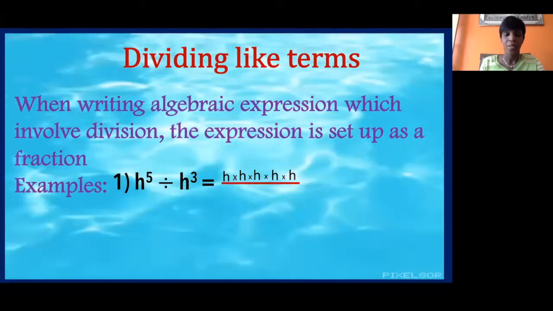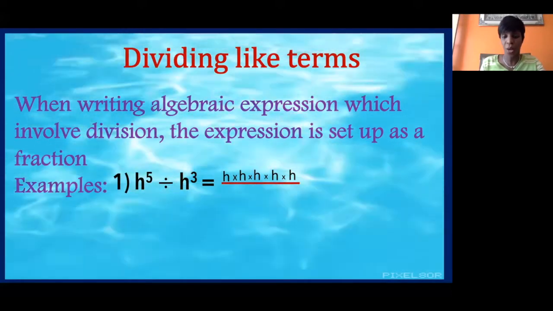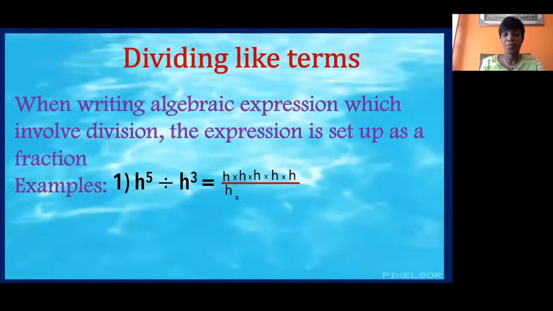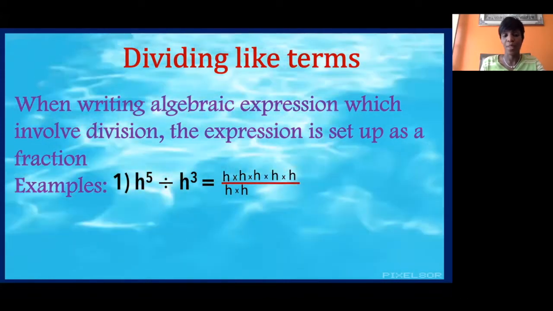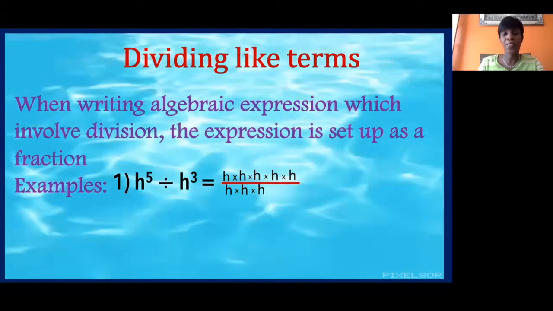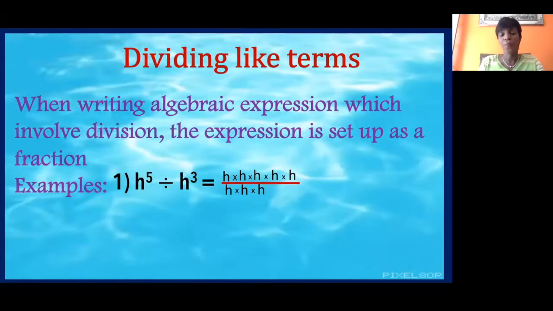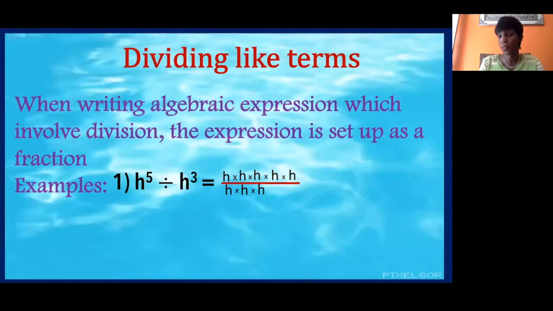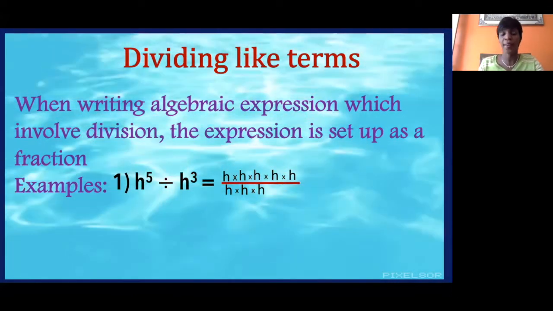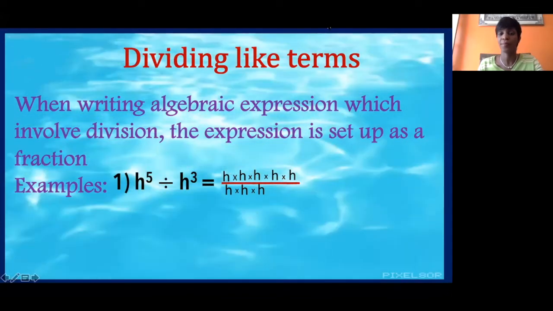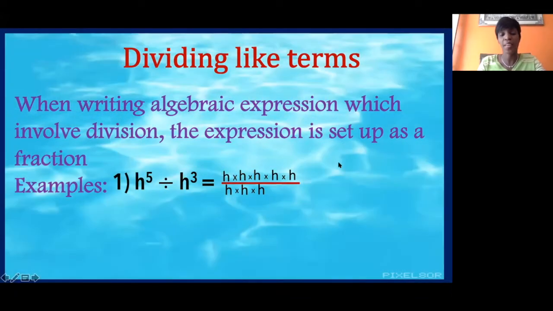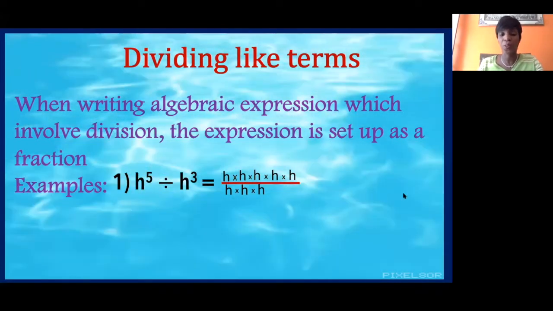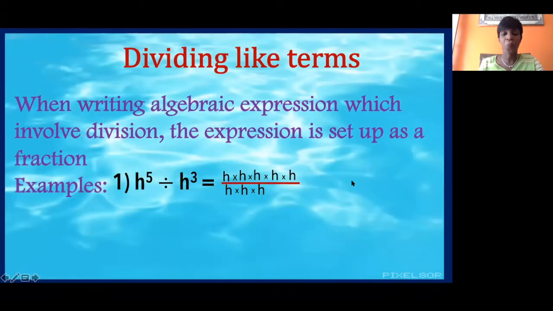Very good. So that goes to the top, and what will we put to the bottom? To the bottom, we're going to have h times h times h times h. Now we have it set up as a fraction. Now we have to solve it. When you have a fraction, what do you think we're going to do next? Anyone have any idea what we're going to do next? There are some terms or words that we say. So what we're going to do is we're going to simplify it, or we're going to cancel it out.